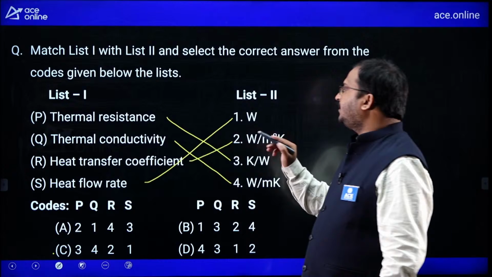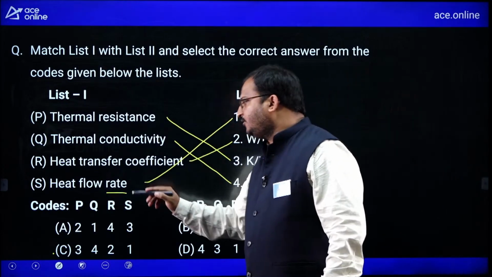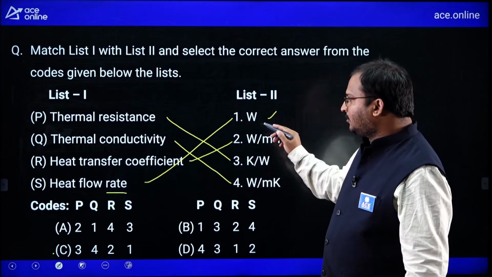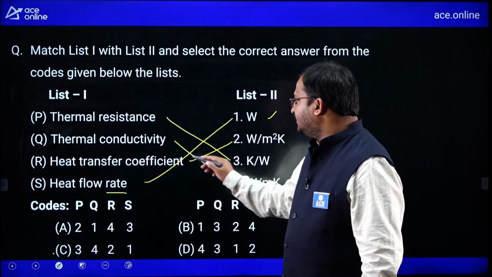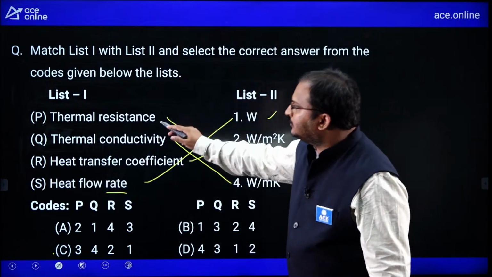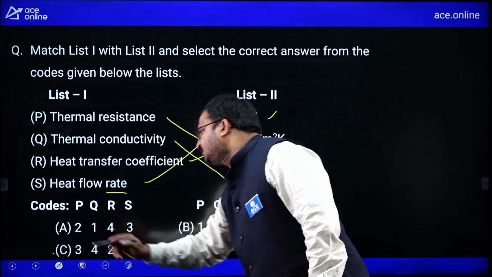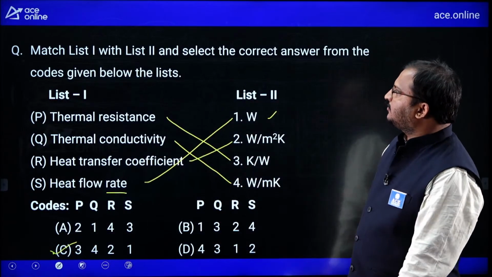So heat flow rate will be watts, joule per second, as he said, rate of heat flow. So joule per second we need to consider as watts. Therefore S will be 1, then R will be 2, then P will be 3 and Q will be 4. So option C is correct for this particular question.